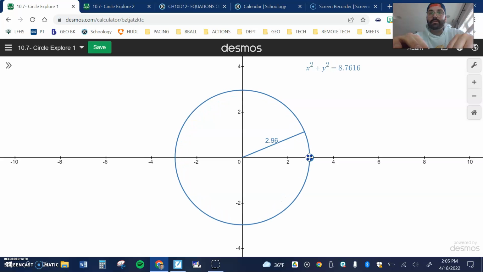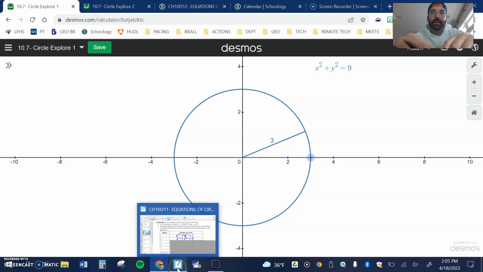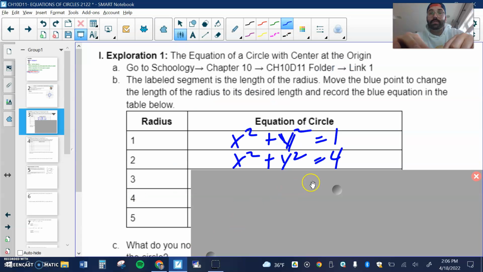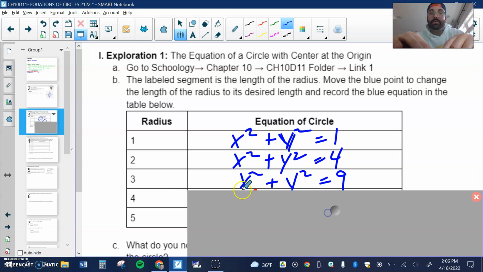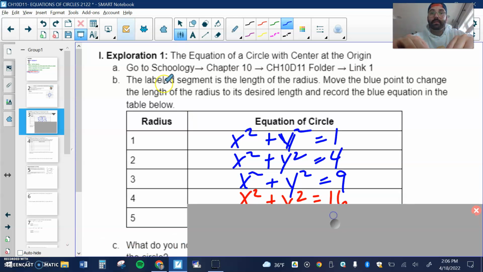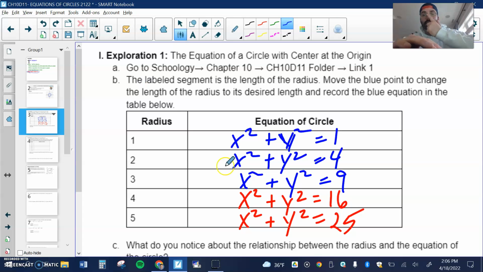Radius of 3. This is harder than it looks. X squared plus y squared equals 9. Why don't you make a guess as to what a radius of 4 and 5 might look like? So pause the video. Hopefully you actually paused it. Because here we go. I got x squared plus y squared equals 16, and x squared plus y squared equals 25.